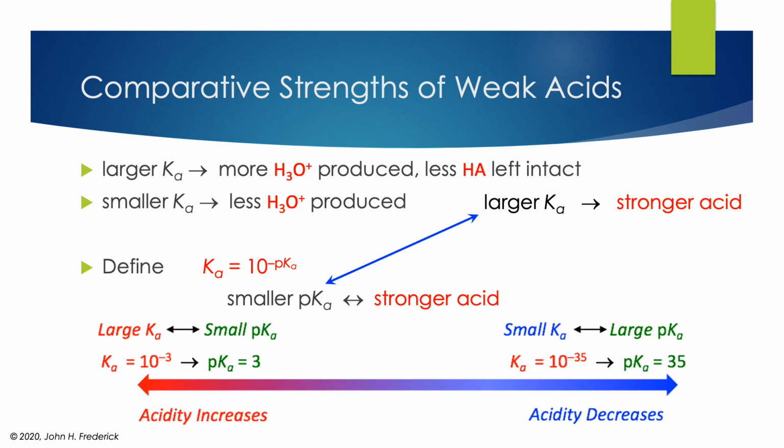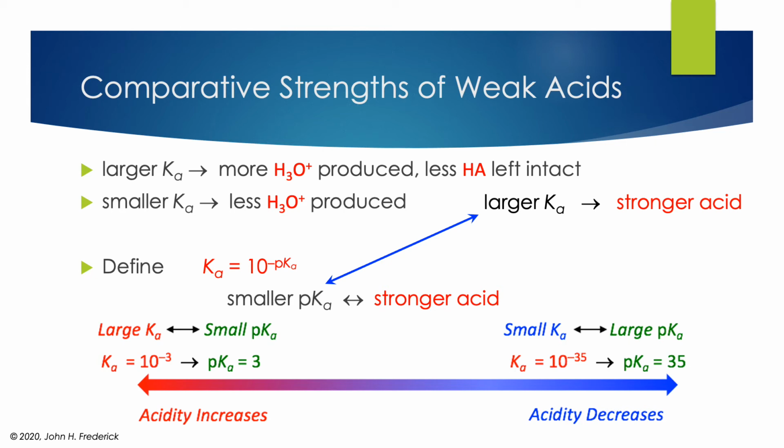Let's see if we can make this a little clearer with a picture. So I'm looking at a range of different strengths of acidity. Very strong acids are on the left-hand side of this diagram, and very weak acids are on the right-hand side. The left-hand side is going to correspond to larger Ka values, so things like 10 to the minus 3, for example, would be a large Ka value. That corresponds to a pKa of 3, so large Ka corresponds to small pKa.